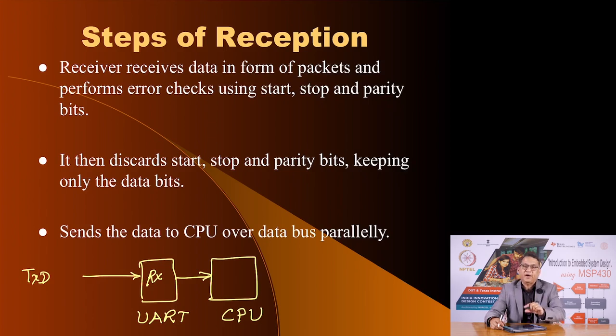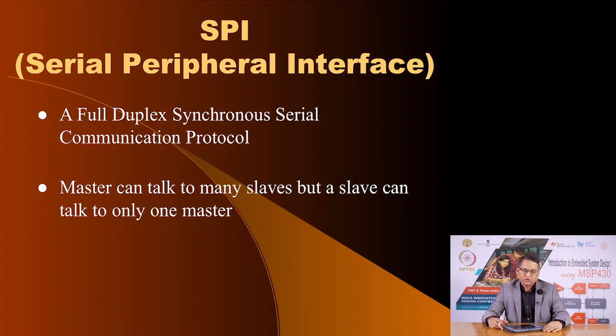Of course, it will use the parity bit received from the transmitter and compare it with the locally computed parity bit. If the two match, that means no error has been encountered in the transmission, and then it will remove the data bits and present them to the CPU. This is how the reception happens. So, this is as far as the UART protocol is concerned.